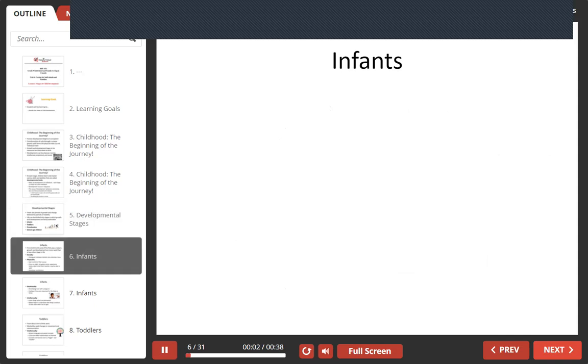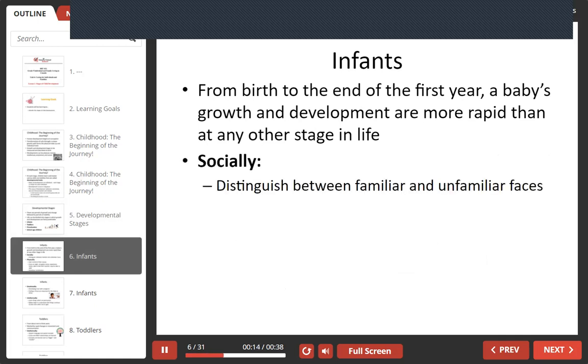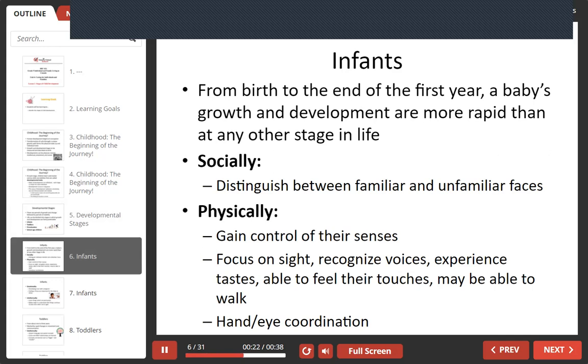First, we're going to start with infants. From birth to the end of the first year, the baby's growth and development are more rapid than at any other stage in life. These children are known as infants. Socially, they can distinguish between familiar and unfamiliar faces. Physically, they begin to gain control of their senses. They focus on sight, they recognize voices, they experience taste, they're able to feel touch, and they may be able to walk. And they also experience hand-to-eye coordination.